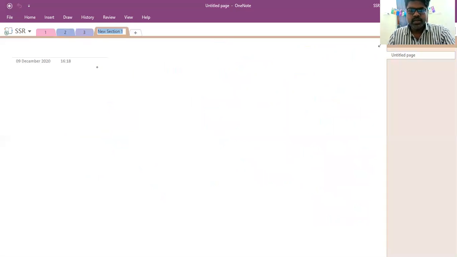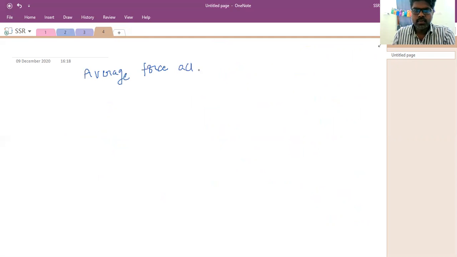Next, we'll see one more topic. The net force or average force acting on the liquid or fluid column due to pressure differences.